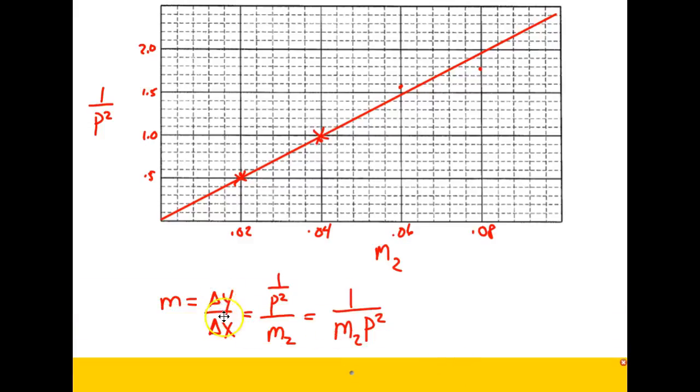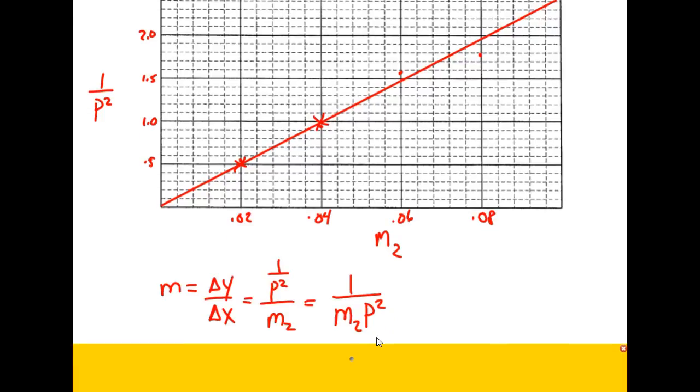Well, the slope, change in y over change in x, is going to be 1 over P squared over M2. Simplifying this, again, double fraction, multiplying numerator and denominator by the reciprocal of the denominator, you would end up with 1 over M2 times P squared. I shortcut the algebra there. If you need to pause and work that out for yourself, go ahead and do that.